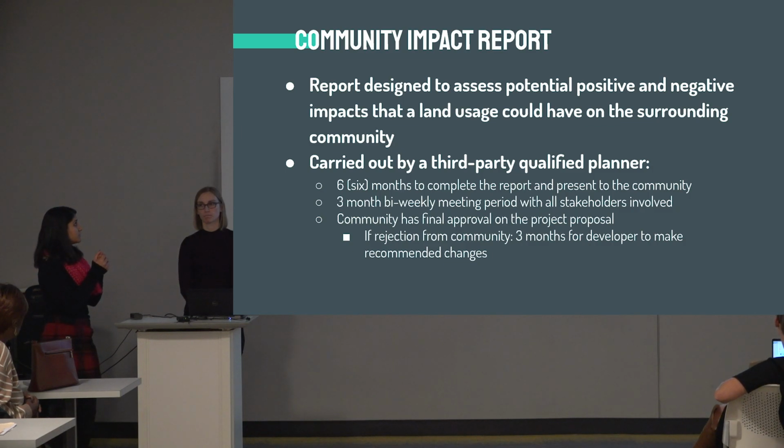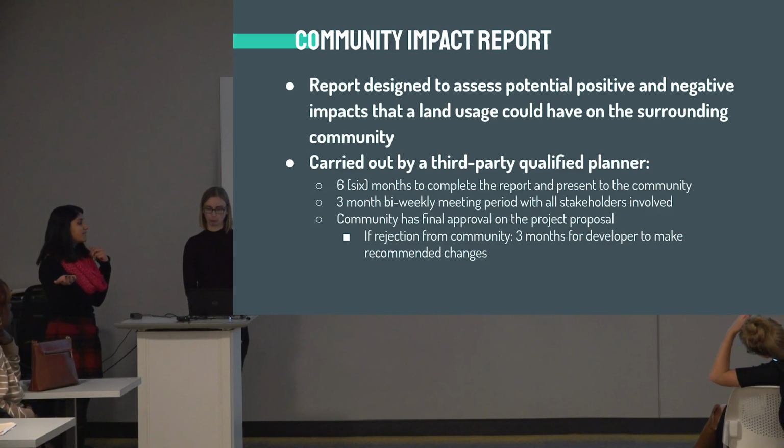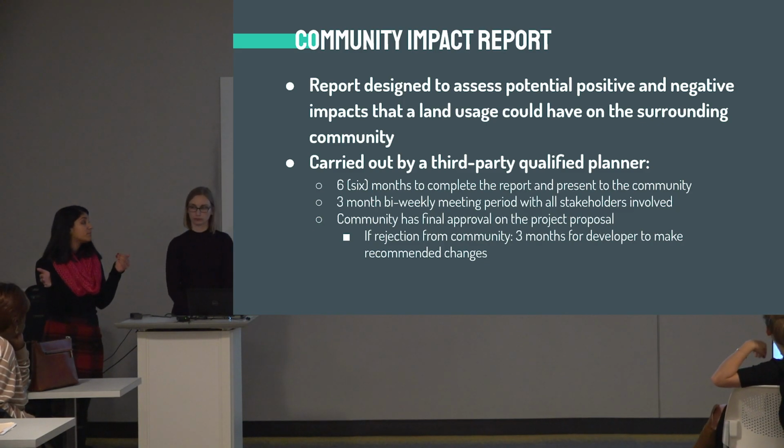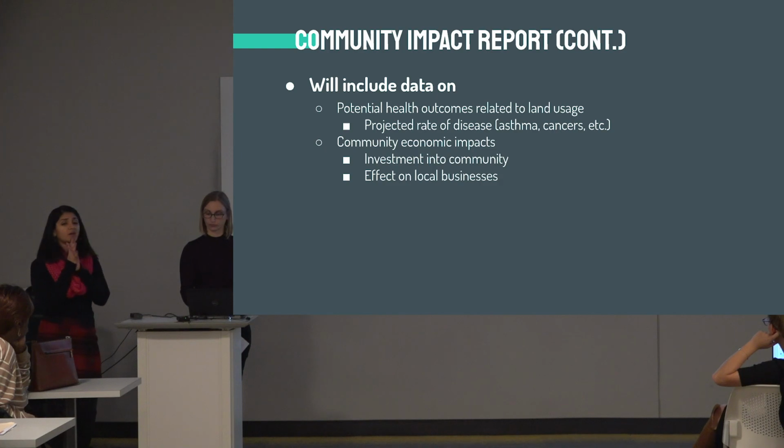So this report will be carried out by a third-party qualified planner, which would be retained by the city itself. The qualified planner would have 6 months to create the report and present it to the community, and the community would then have a 3-month period filled with bi-weekly meetings with all the stakeholders involved, so the private industry, the city council, and the community members, and any others, to discuss concerns with the proposal. And the community would have final approval on the project itself.